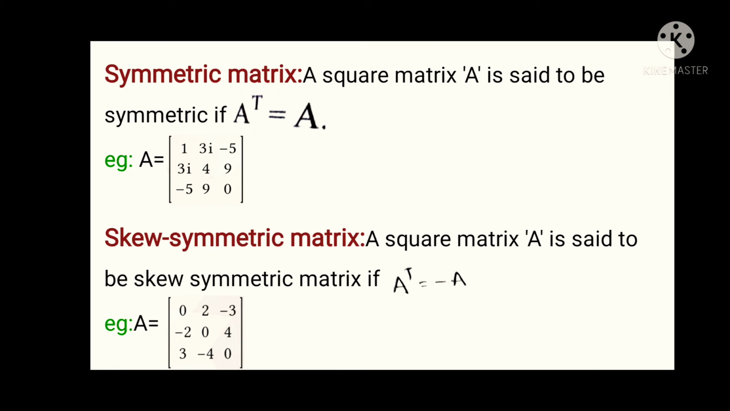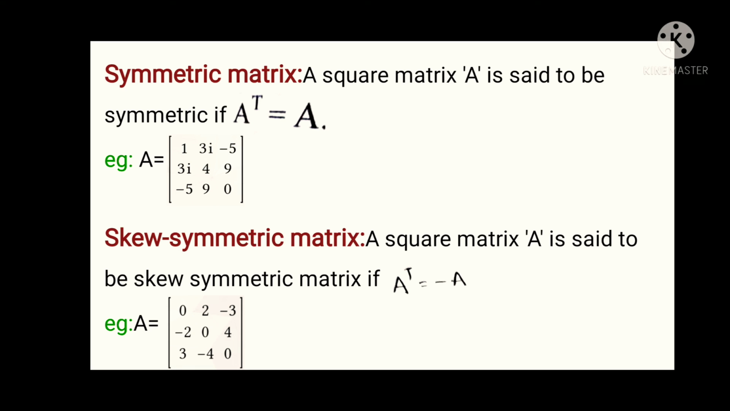A square matrix A is said to be symmetric if the condition A transpose is equal to A is satisfied. What is A transpose? A transpose means the rows are interchanged into columns or the columns are interchanged into rows, then the matrix is said to be the transpose of the matrix. If that transpose matrix is equal to the given matrix, then it is said to be a symmetric matrix.